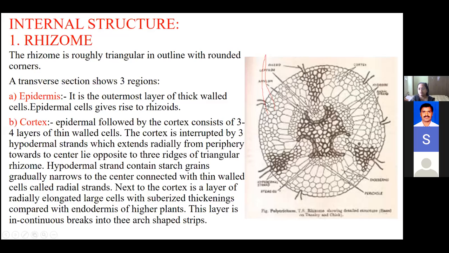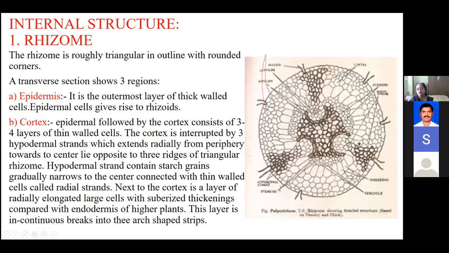From this epidermis, you can see the development of unicellular rhizoids. These are the rhizoids which emerge from the epidermal cells, useful for fixing the plant into the soil. Next we go to the next layer of the rhizome, which we call the cortex region or the cortical region. Now this cortex is around 3 to 4 layered.